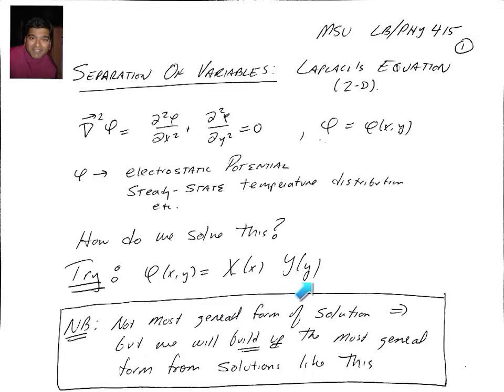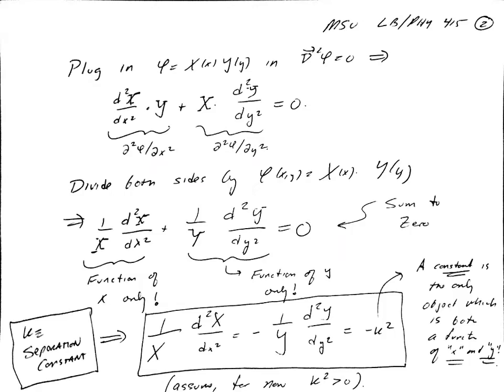If we start with the simplified assumption, we can plug this form into this equation. The partial derivative with respect to x squared gives us an ordinary second derivative of the capital X function with respect to x times the function Y, plus the partial derivative of phi with respect to y gives us the function capital X times the second ordinary derivative of the function capital Y with respect to y. The sum of these things has to be equal to 0.